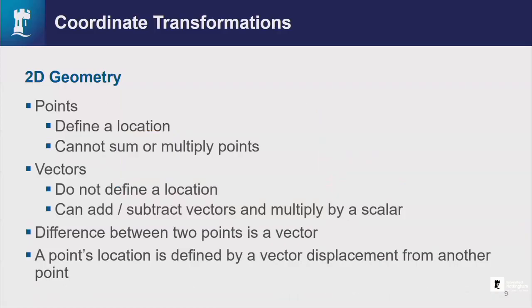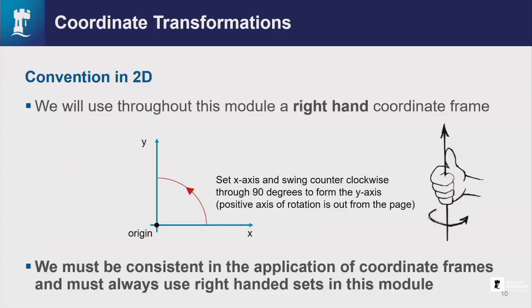So in 2D geometry, points define a location. You can't sum or multiply points. Again, this is all just a recap on stuff you should already know. Vectors do not define a location, but you can add, subtract vectors, and multiply by a scalar. The difference between two points is a vector. A point's location is defined by a vector displacement from another point. So these are things that you should know. You just need to have in the back of your mind for this module.